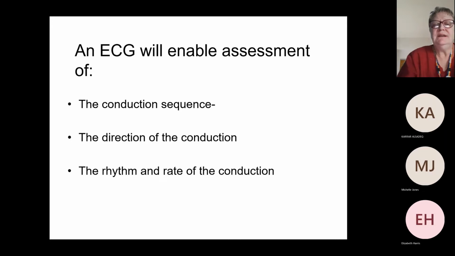Okay, so an ECG is making an assessment of the conduction sequence, the PQRST. If there's something wrong with the P wave, what part of the heart is there going to be something wrong with? That's what's just been explained. Did that make sense to you? Could anybody answer?